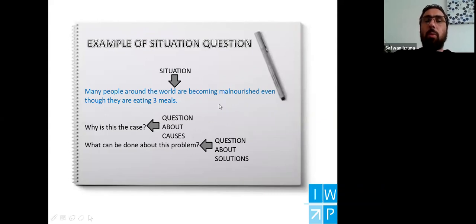Many people around the world are becoming malnourished, even though they are eating 3 meals. So they're eating 3 meals, but still they're having problems, yeah? So why is this the case? So why are people becoming malnourished? What can be done? What's the solution? What solutions do we have?